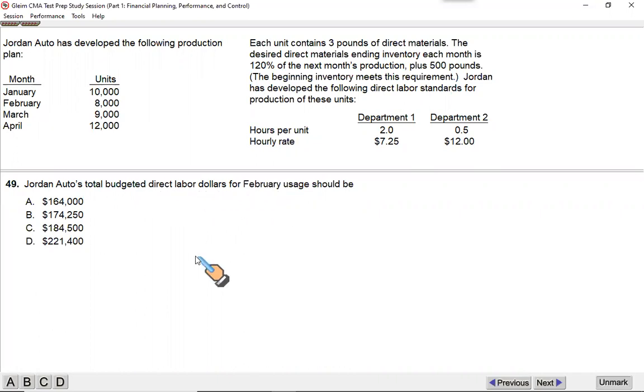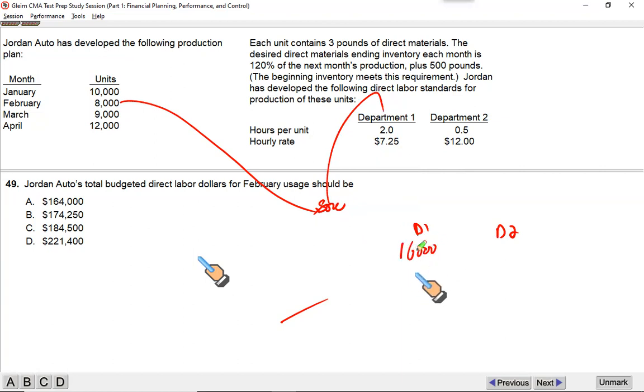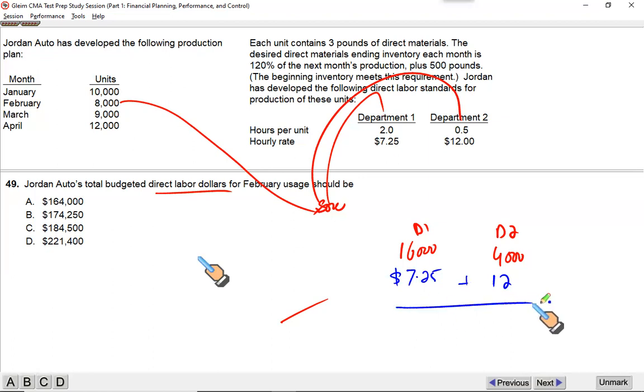So to write up the direct labor budget, we need the production in February, which we already have, 8,000 units. So these 8,000 units will require 8,000 times 2, 16,000 labor hours of department 1, and 8,000 multiplied by 0.5, 4,000 labor hours of department 2. We need the direct labor dollars. So we must multiply these hours with the rate in these departments, 7.25 for department 1 and $12 for department 2, and simply add the results.